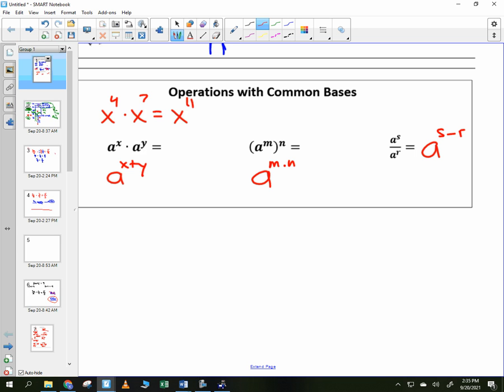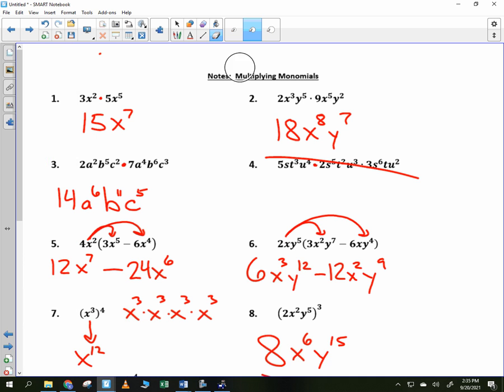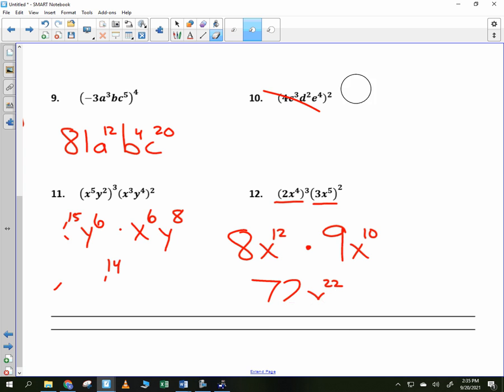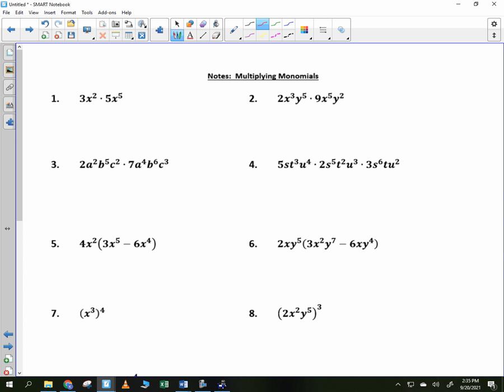So let's try some problems together. I'm not going to do all these, but we'll choose an assorted few. And we'll start nice and easy. Problem number 1. 3x squared times 5x to the 5th. What do I do with the 3 and 5? 15. What do I do to the exponents? So I get 15x to the 7th.